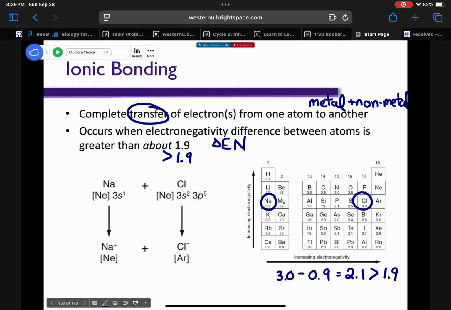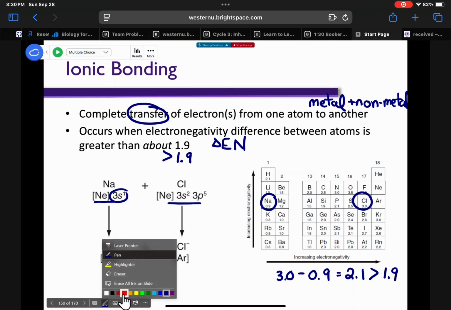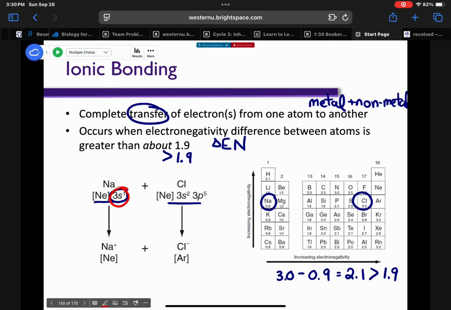Okay, so we can look at the electron configuration of sodium. Its valence electron is in the 3s orbital, but it's not very electronegative. Chlorine, on the opposite side of the periodic table, has 7 valence electrons, and it is very electronegative. So it's going to say, sodium, you have that extra electron, and I want it. You're going to lose that electron, so you'll just be left with your noble gas electron configuration, core electrons.